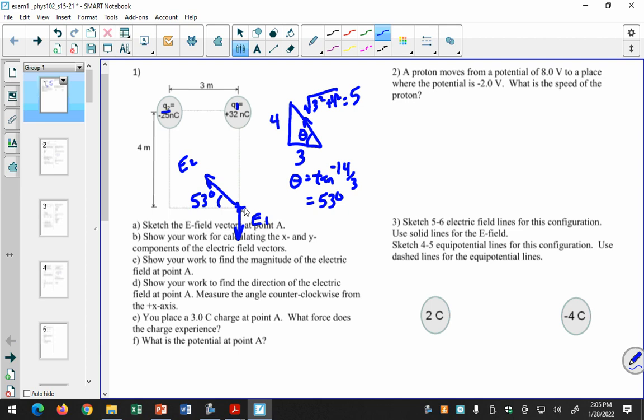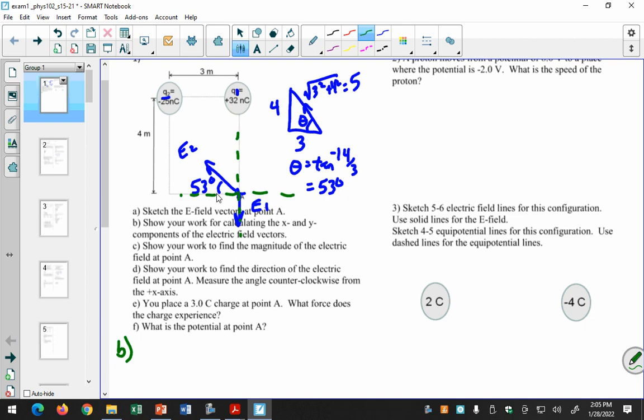All right, I'm going to go ahead and sketch in my coordinate system too. There's my y-axis, my x-axis. So next, for part B, I want to calculate the x and y components for the electric field vectors. Now, the first thing that I need to do is calculate what E1 is. That's kq over r squared, where q is q1.